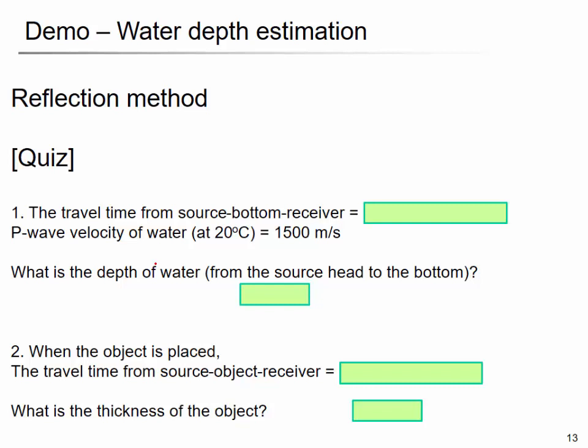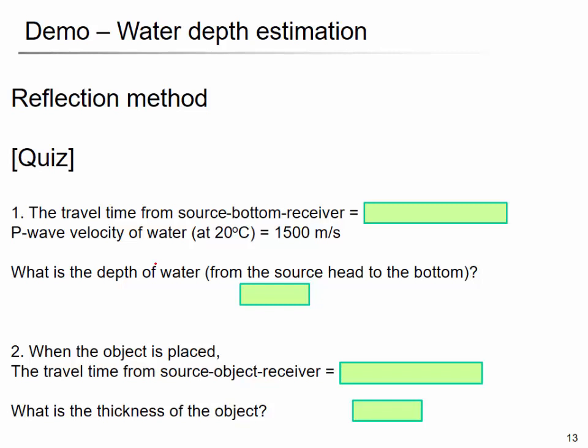So if I apply the pulser, the generator, you can see the cursor shows that this is the zero point. So this is the time that the source generated the wave. And this is the strong reflector here, right? This one. This is the reflected signal.